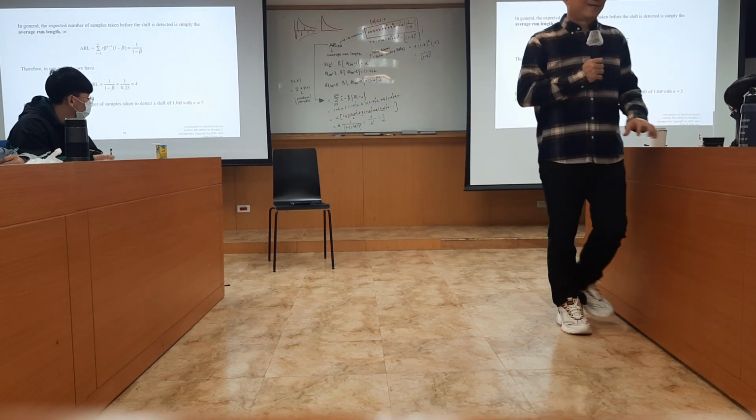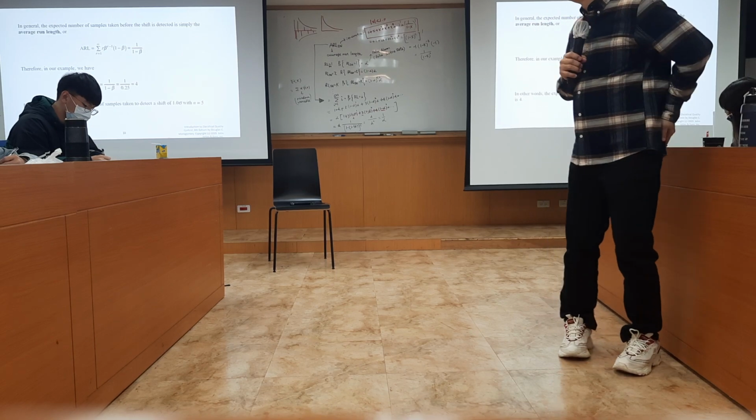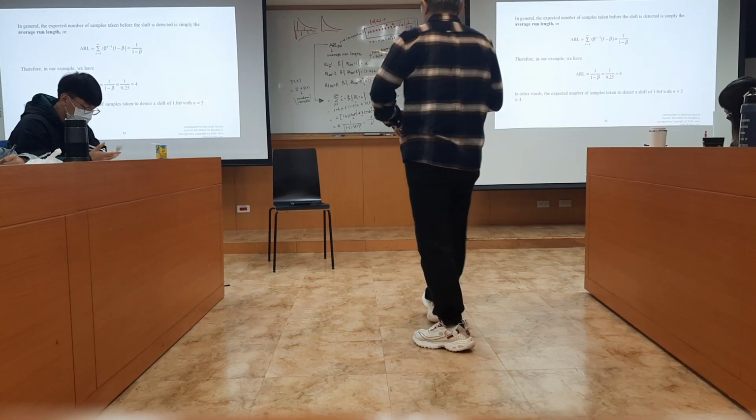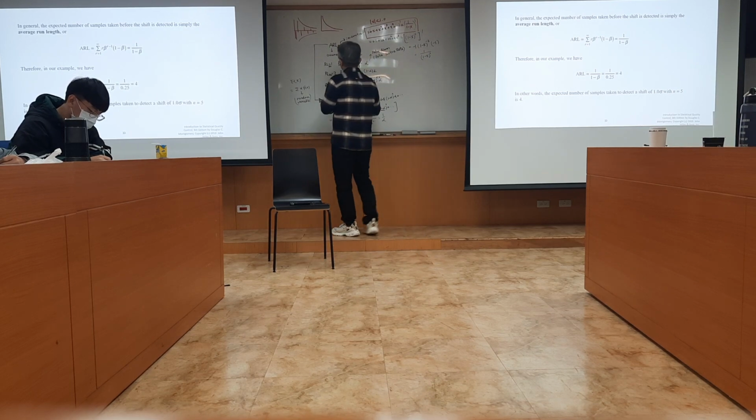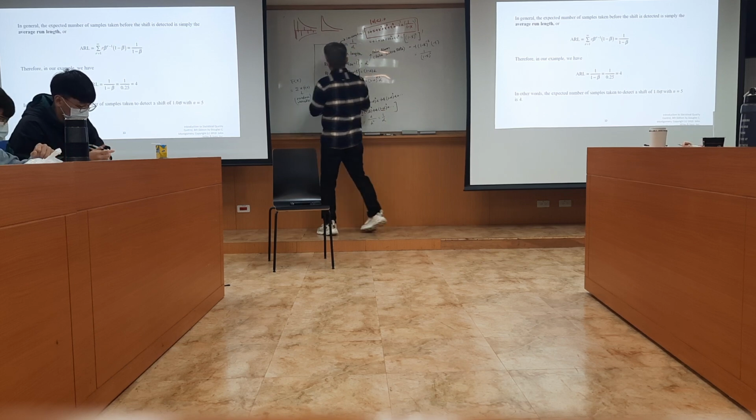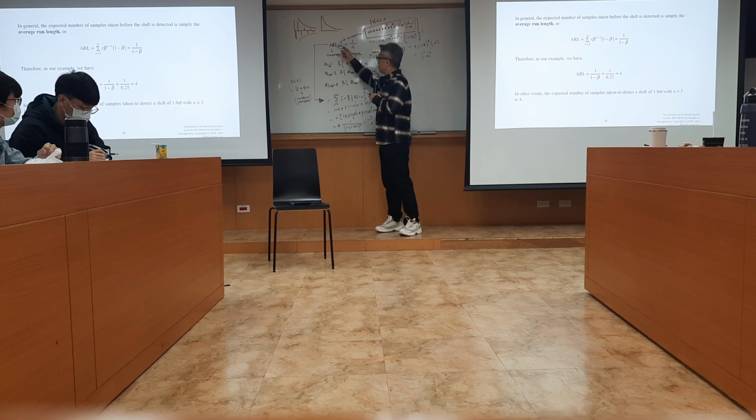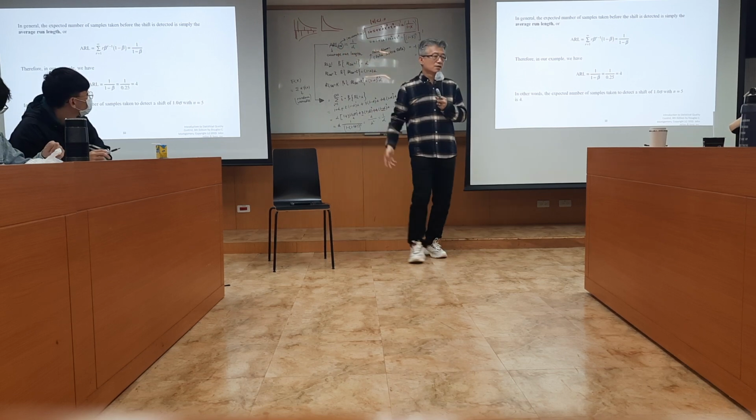Question? So finally we derive it. Done, with the right side equal to 1. As long as the process is in control, if the process is in control, the ARL is equal to 1 divided by alpha.